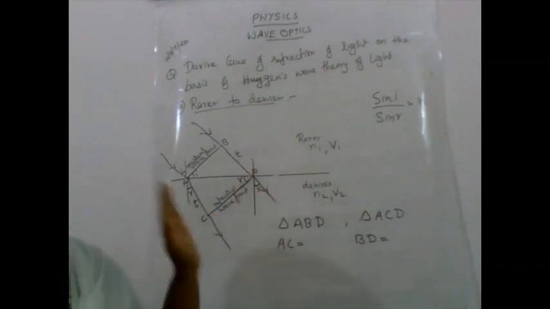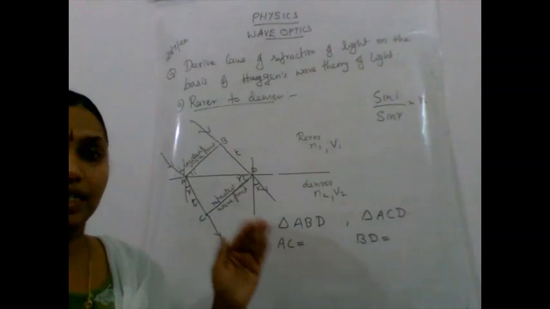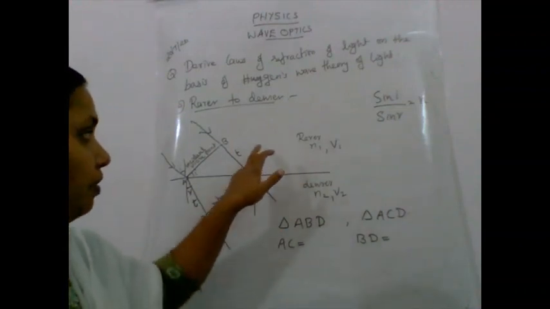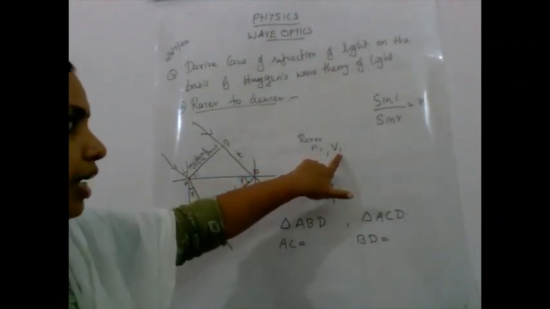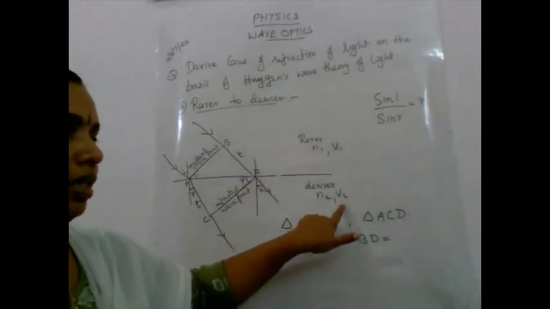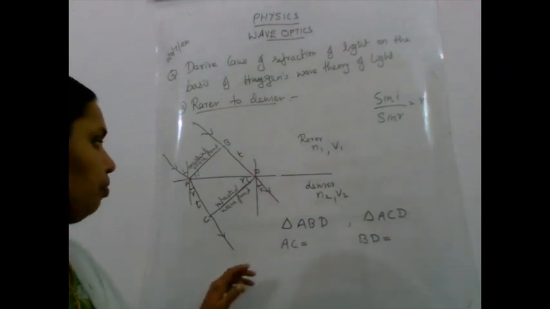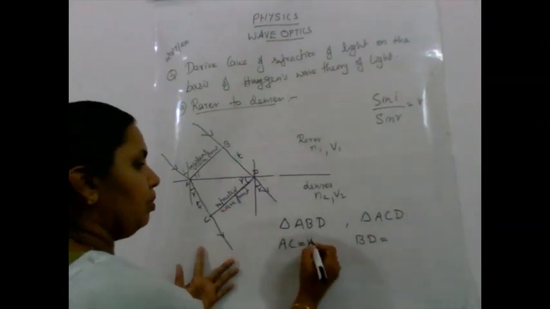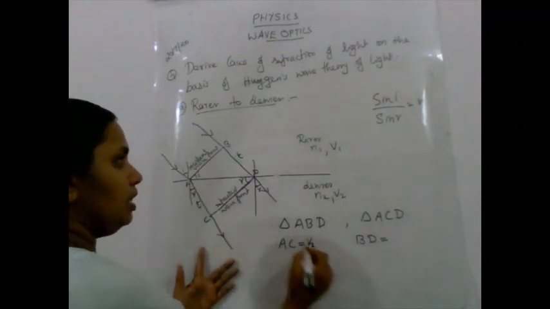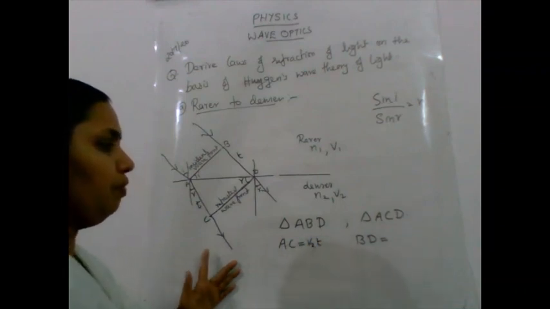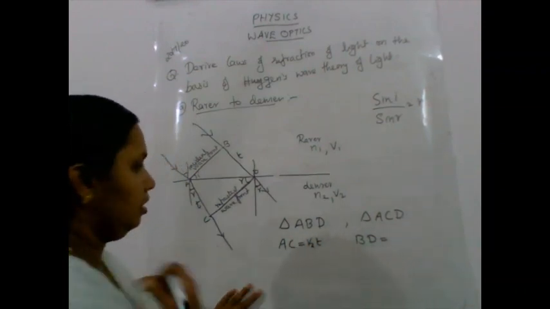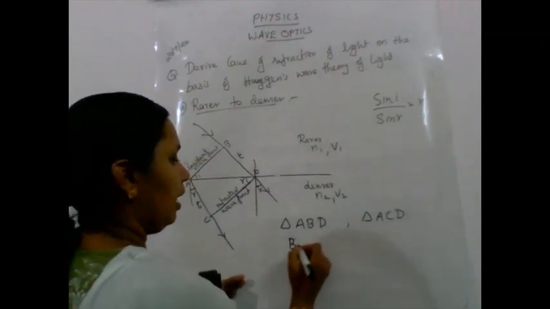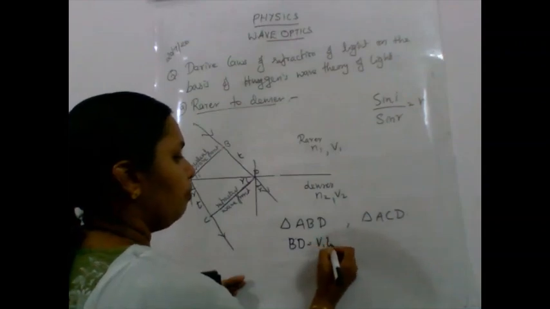In reflection, it is in the same medium, so we have taken the velocity as V. Here, in the first medium, we can take the velocity of light as V1. And in the second medium, the velocity is V2. So what will be AC? Sorry, here the velocity is V2. So AC is equal to V2 into T, and BD is equal to V1T.